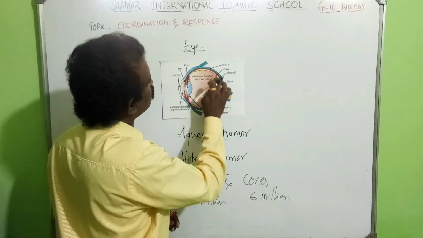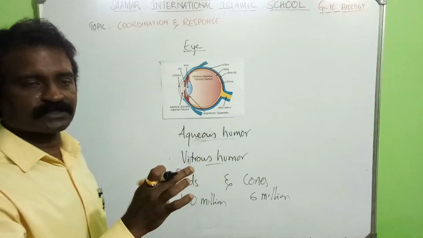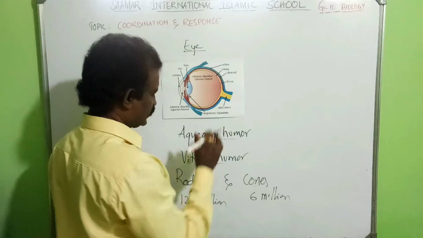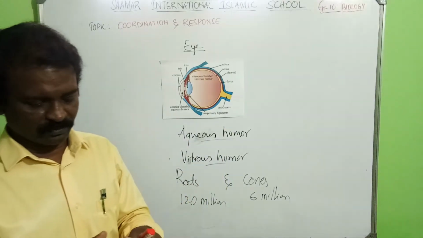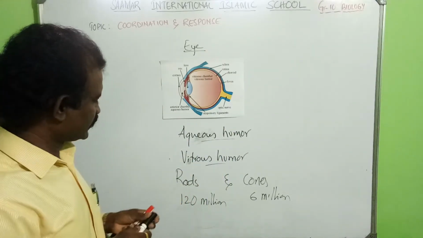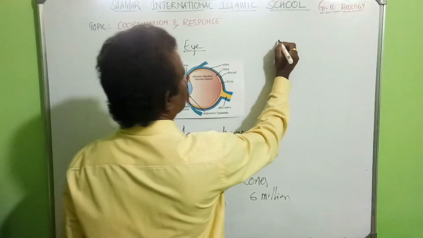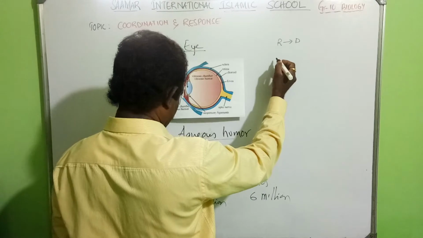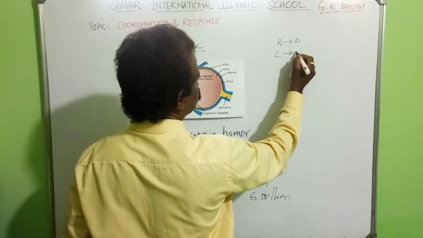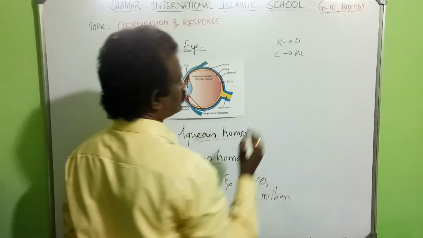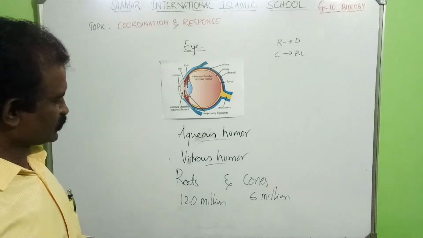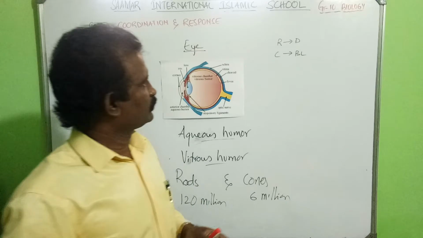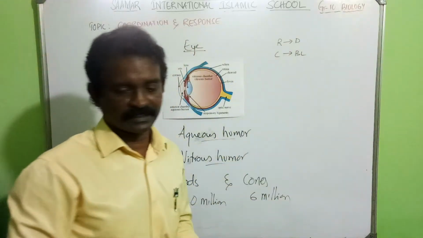You can see that this yellow spot is called the fovea. In this, you can see they are embedded. Now, what is the function of the rods? All rods are sensitive to dim light. Okay. And cones are sensitive to bright light. Is it clear? So the rods are sensitive to dim light and cones are sensitive to bright light. Is it clear?